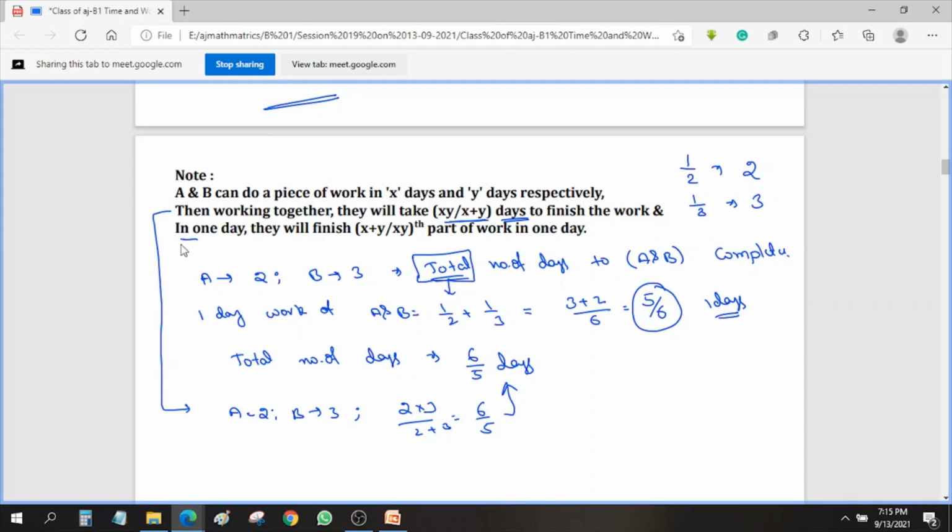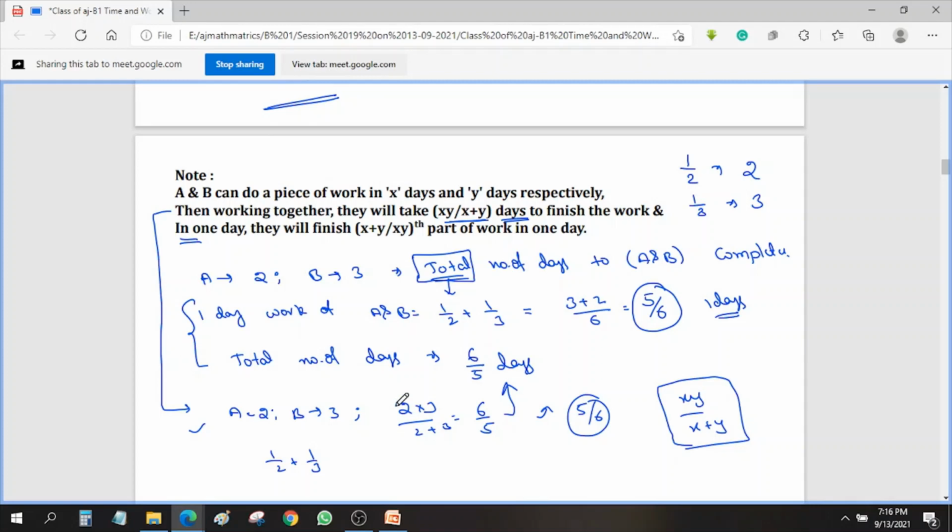And what is 1 day's work? We know that 1 day's work is 1 by 2 plus 1 by 3, or else 5 by 6 is 1 day's work. Okay. So if you remember this formula, which is xy by x plus y, that is also fine. If you remember this formula, it will be fine. Or if you remember these two statements also, that will be fine.